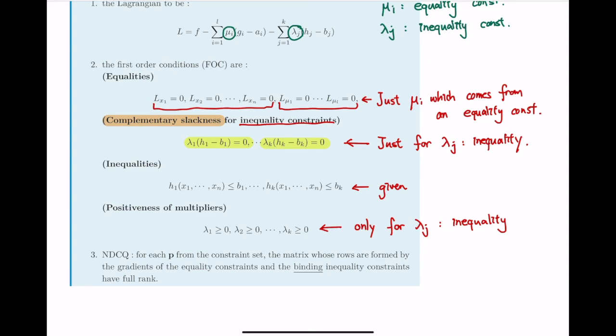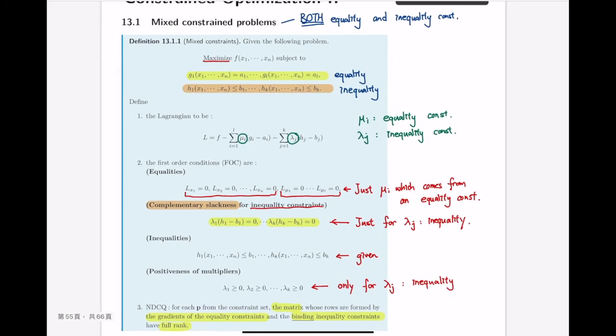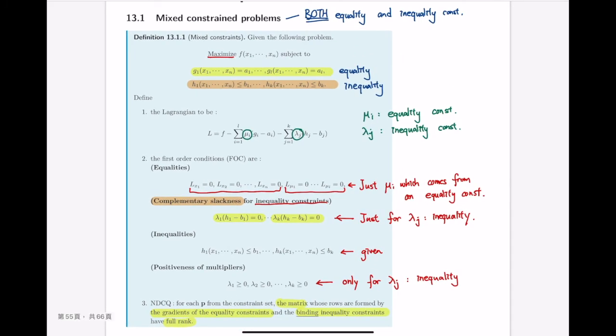And then, what is NDCQ in this case? NDCQ would be formed by a Jacobian matrix whose rows are given by the gradients of the equality constraints and also the binding inequality constraints. And then we require this matrix to have full rank. So basically, for mixed constraints, it's really just a mix of techniques that we've learned in both situations that we met last week. Of course, talking like this becomes very complicated. On the next page, we'll go over a worked example together and try to clarify the situation.